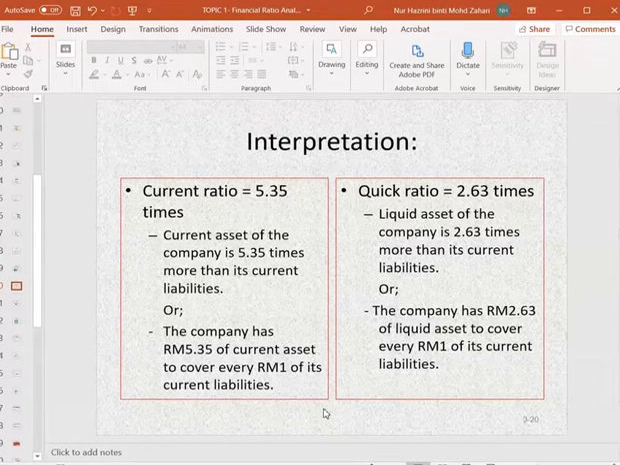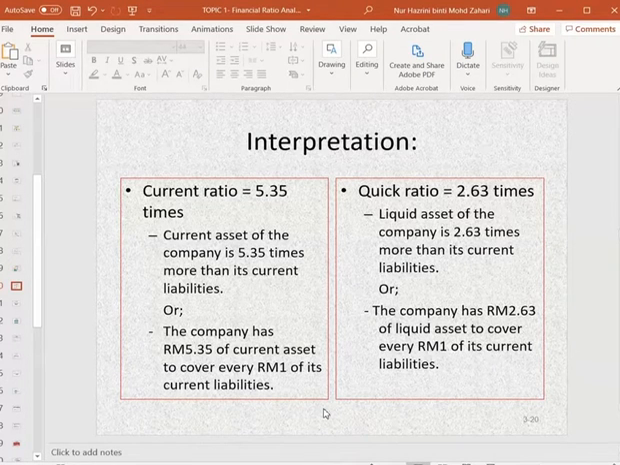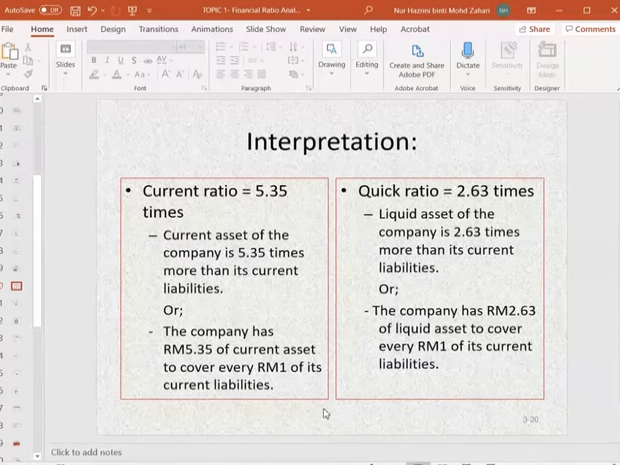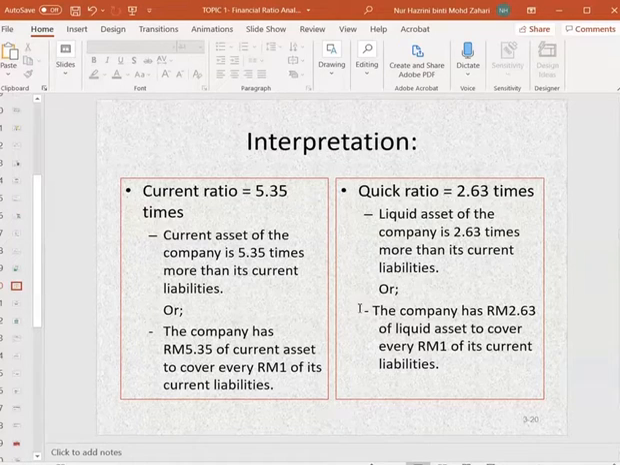For the current ratio, the ratio of 2 to 1 is already okay. 2 to 1 means if you have 2 ringgit of current asset for every 1 ringgit of current liability, it should be enough for you to cover the current liability.